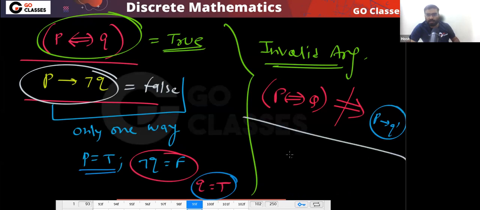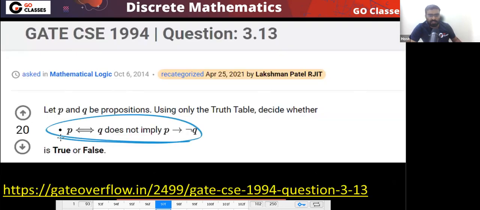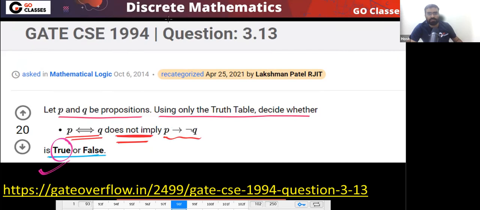Is this clear to everyone that this statement does not infer P implies Q dash? So the question is asking, this does not imply this. Is this true or false? This does not imply this. Is this true or false? This is true. So the answer will be true.